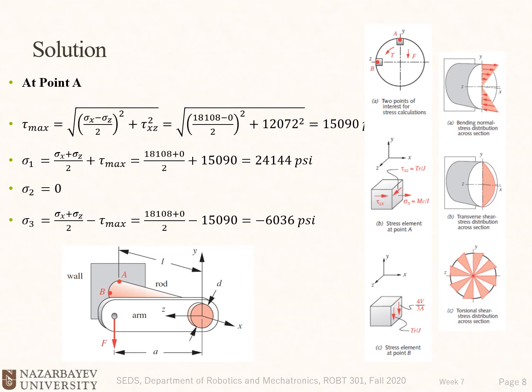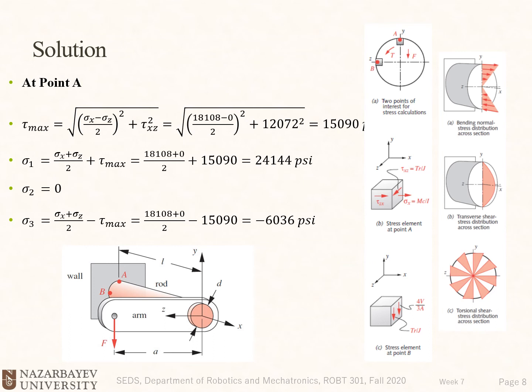We have sigma x and sigma z on the element. You see that sigma z here is 0. So we could reduce this cube to a square with the x and z coordinate system. So sigma z is 0, and tau xz and sigma x are already calculated.